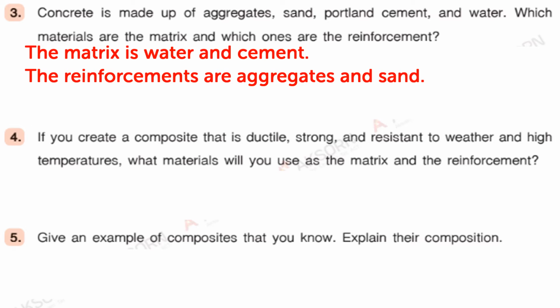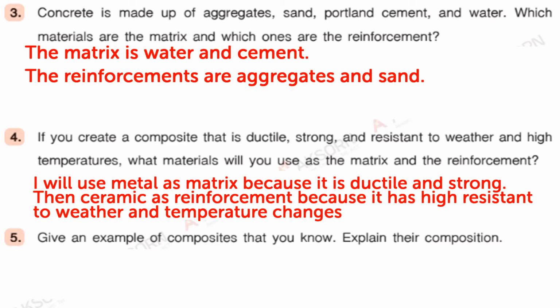Number 4, if you are going to create a composite that is ductile, strong, and resistant to weather and high temperatures, which materials will you use as the matrix and the reinforcement? So you want something that you can stretch, however it's also strong, and it does not wear or get destroyed easily by weather conditions and high temperature. So for matrix, you are going to use metal because it is ductile and strong. And for your reinforcement, I will use the ceramic because it has high resistance to weather changes and high temperatures.